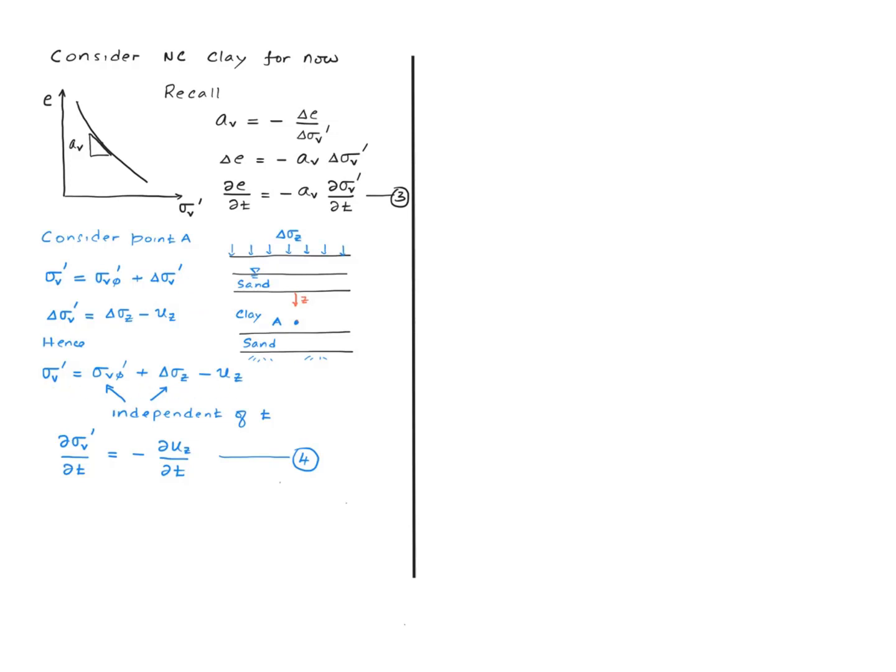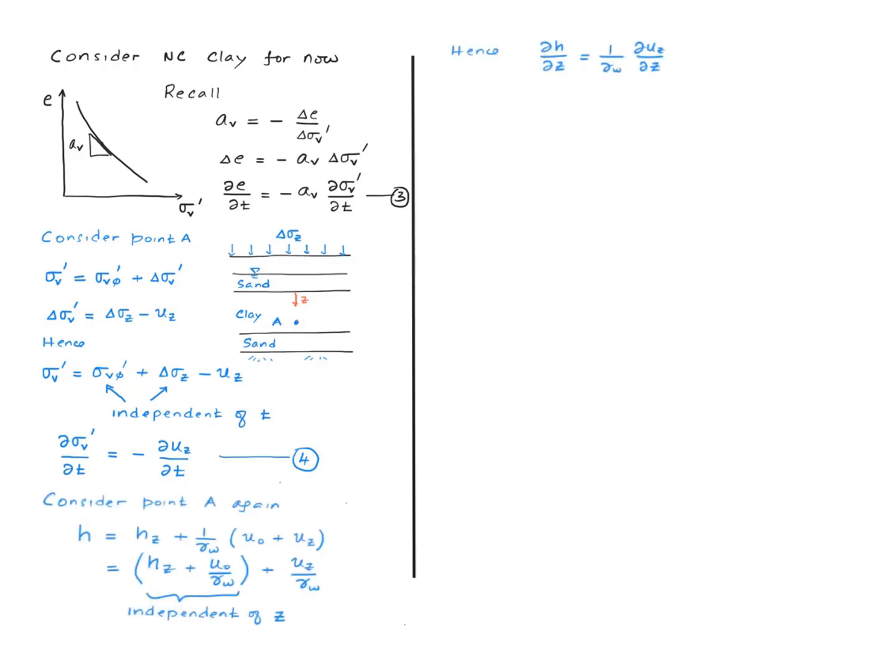And we recognize that these two quantities are independent of time. And therefore, if I differentiate the vertical effective stress with time, we get this equation. Our final step before we assemble everything is to bring in Darcy's law. To do that, we need the hydraulic gradient. So let's look at point A one more time and write down an equation for the total hydraulic head.